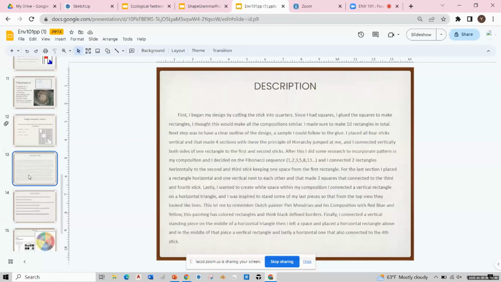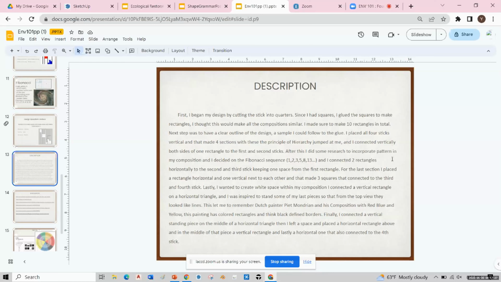For my description, I began by cutting the sticks into quarters. I had squares, but I wanted the squares to be rectangles, so I glued them together. And we had 10 rectangles in total. I created an outline for the design first, gluing everything. And I placed the sticks vertical, and I made 4 sections.